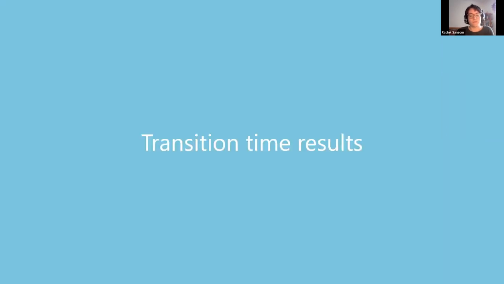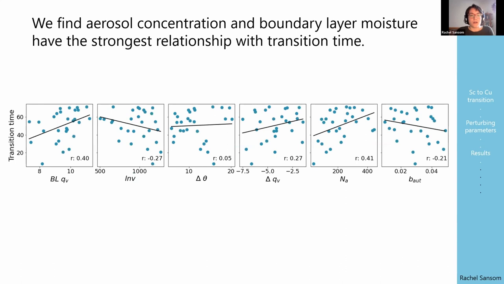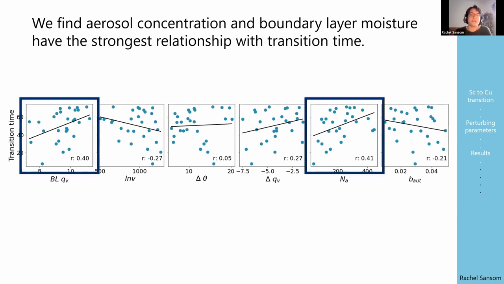So I'll just run through some results from this. First of all, this is showing the relationship of each of those six parameters with transition time. And we find that the aerosol concentration and the boundary layer moisture both have the strongest relationship with transition time. In particular, the fastest transitions are occurring at the lowest values of aerosol. But as you get towards the slower transition times, that's when the boundary layer moisture has more of an effect.